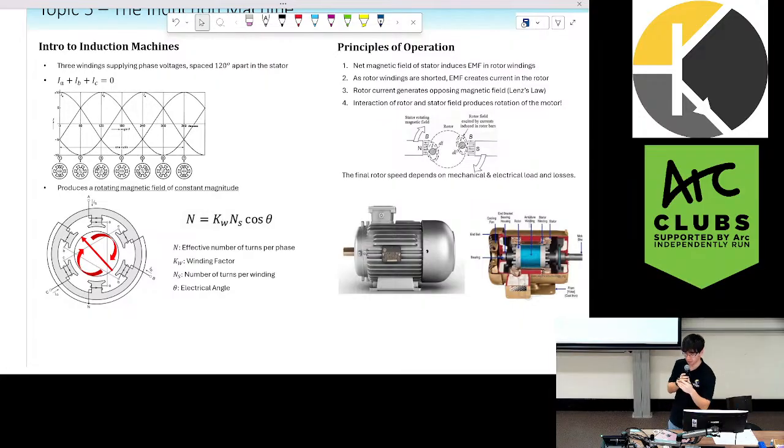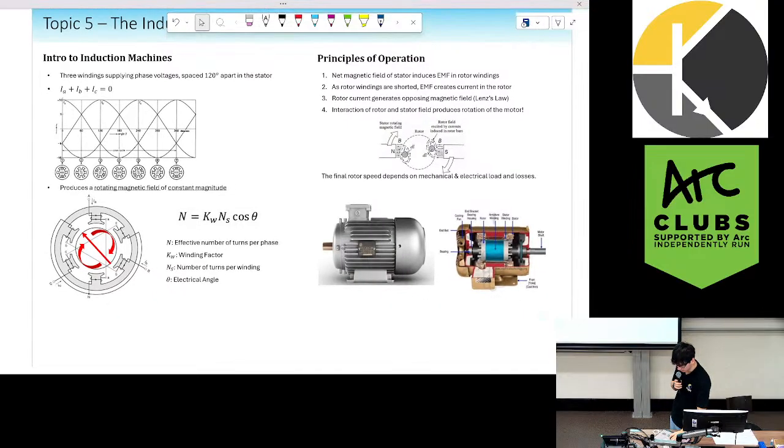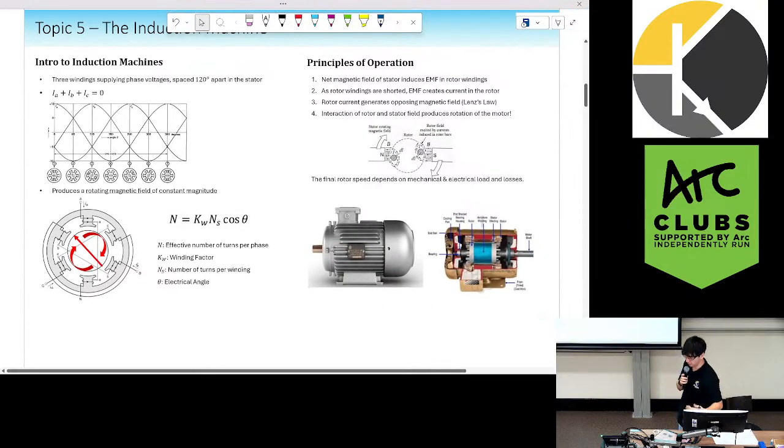And that rotating magnetic field will create a changing flux, and that changing flux will induce an EMF in our rotor. Then the induced EMF in our rotor will generate its own magnetic field through Lenz's law, and the interaction of those 2 magnetic fields will create a torque or a rotation on our rotor.